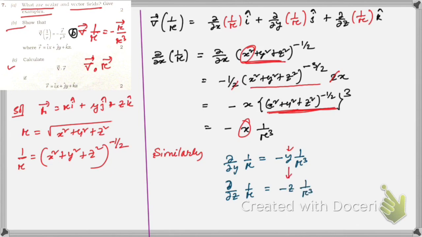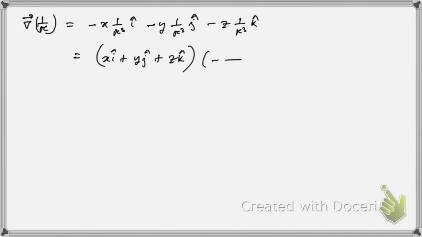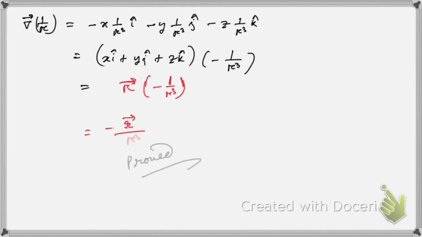Okay, now if you put these three values in the above equation, then you will get the result, right? Now let us take minus 1 by r cube common, then this is nothing but vector r. So here you see this term inside the bracket is the r vector. So this simplifies.